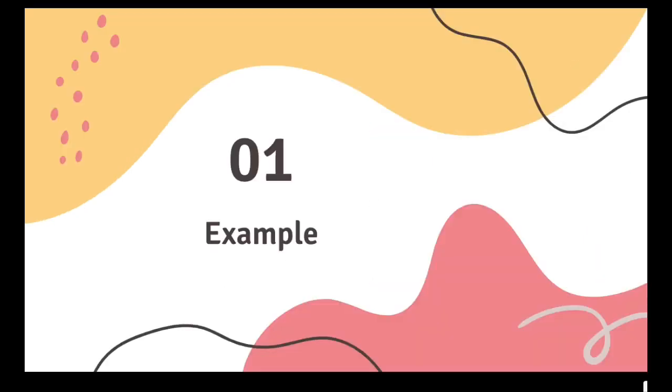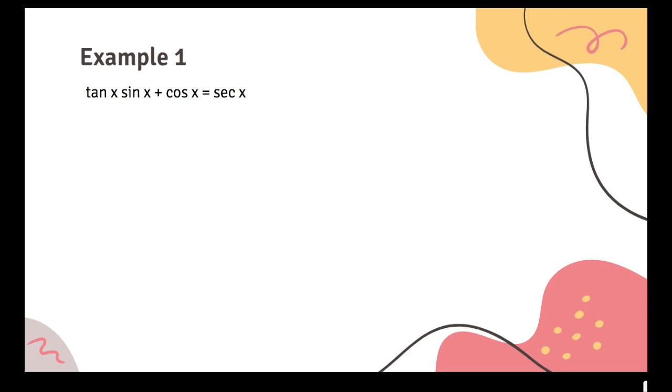So the first example is tangent of x multiplied by sine of x plus cosine of x is equal to secant of x. And the problem wants us to prove this to be true. So first we can look and see tangent. Tangent is also equal to sine of x over cosine of x. So we can substitute that in for tangent and write out the rest of the problem as usual.